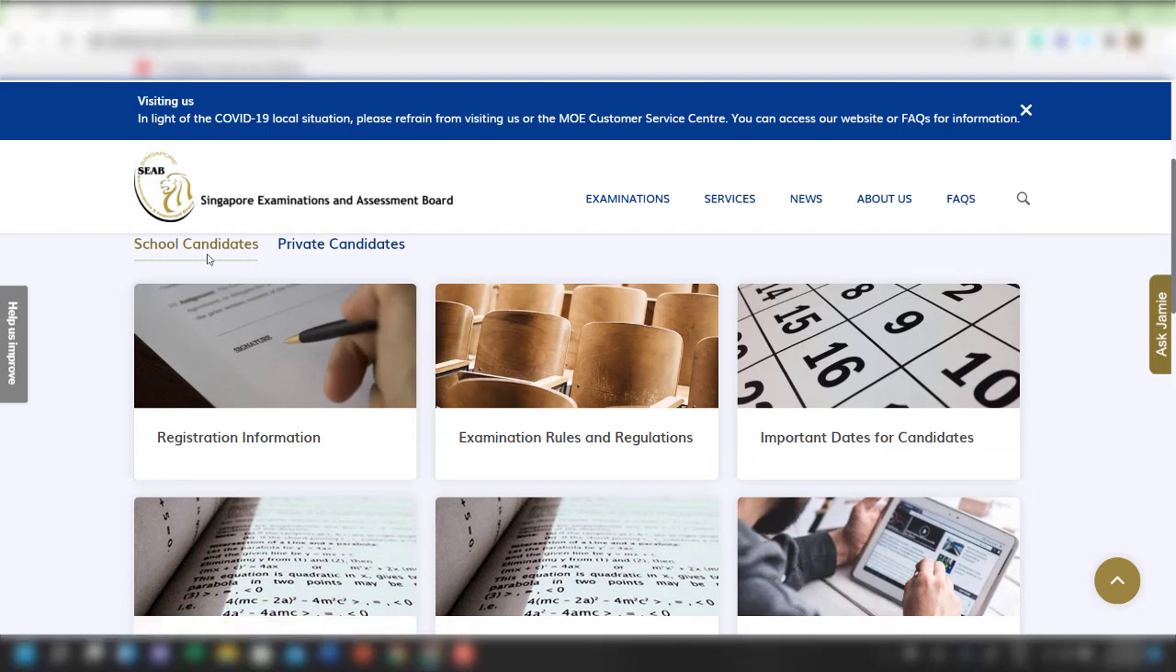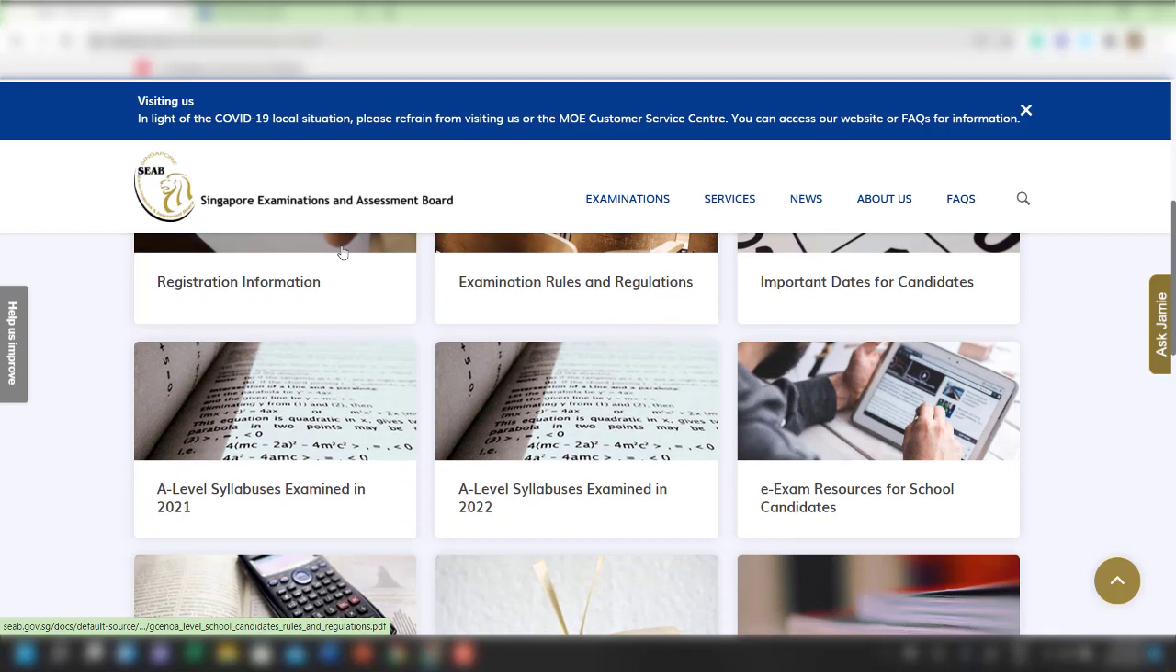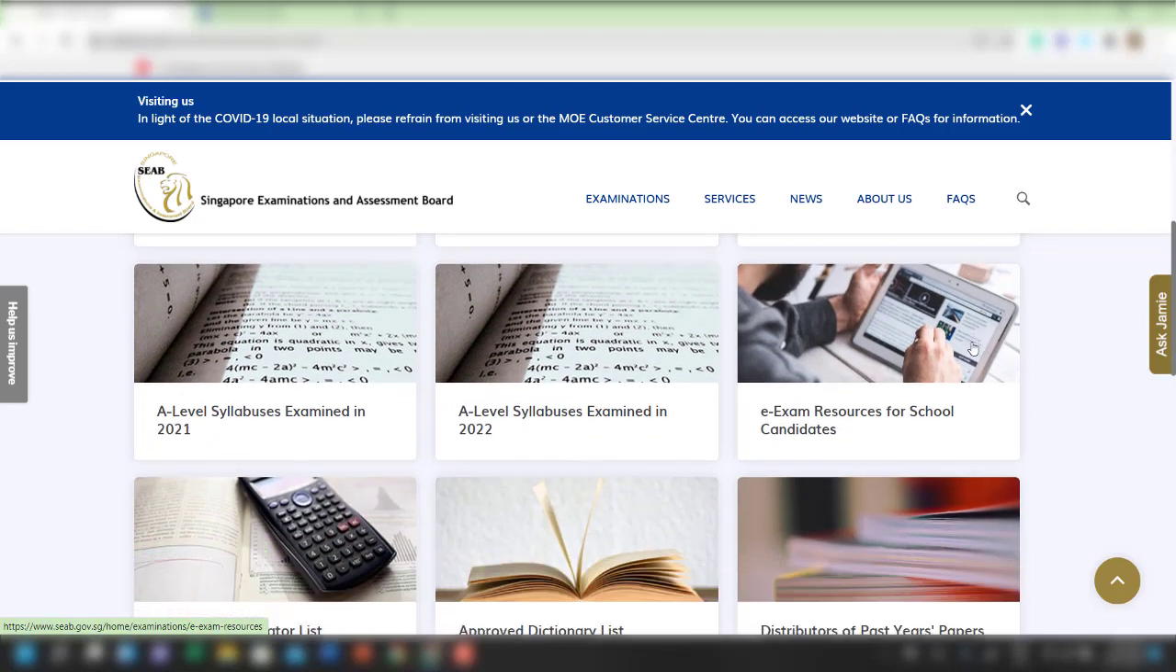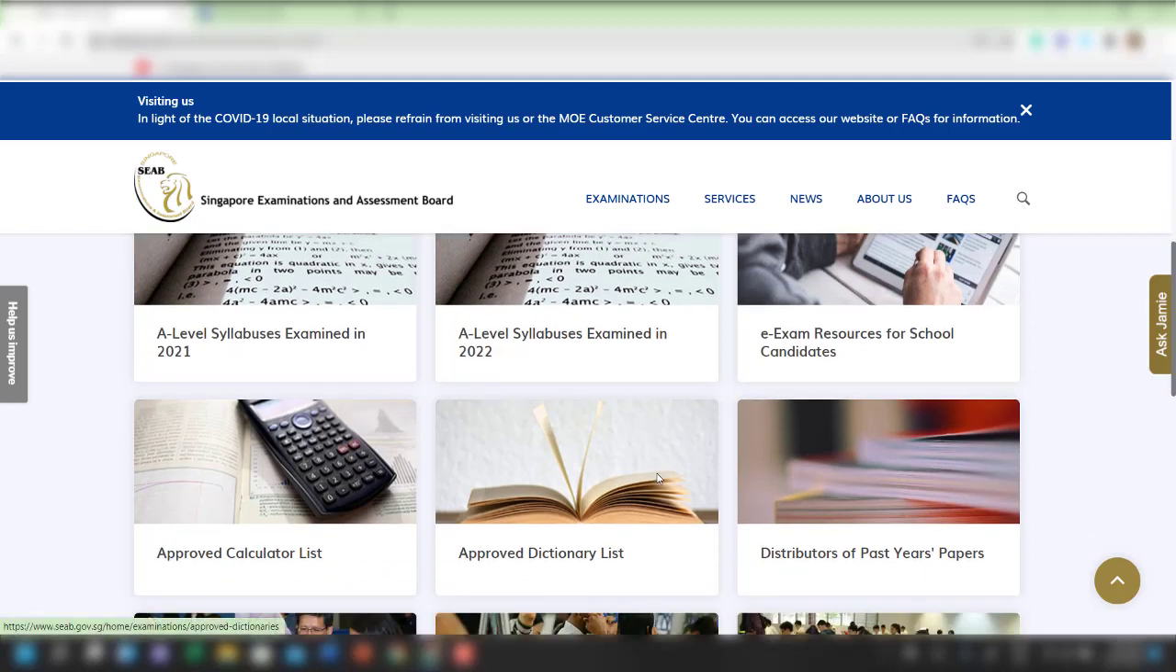Then there will be some information on school candidates, like registration information and exam rules. They are important for you when you're sitting for the A levels, but today we are not talking about assessment rules or examination rules. We are talking about where you can find your data booklets and the syllabus documents. If you are sitting for the exam in 2023, you will see this updated at the end of 2022. For now, I'm just going to click exam syllabuses examining in 2022.